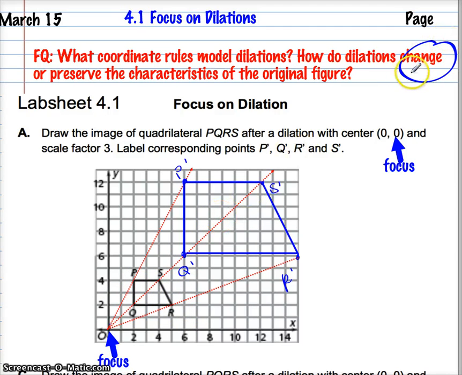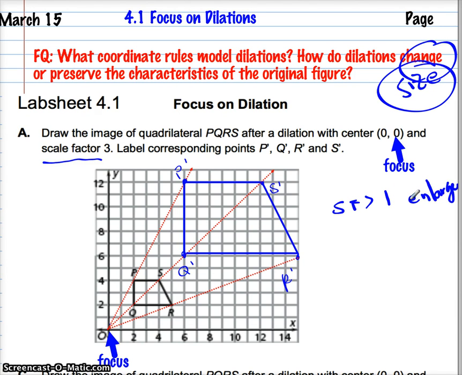Well, the way that they change size. And size is definitely a product of scale factor. Okay. Now, your scale factor can be greater than 1. It can be less than 1. If scale factor is greater than 1, therefore it is an enlargement. Okay. If your scale factor is less than 1, it's a reduction. Okay, it gets smaller.